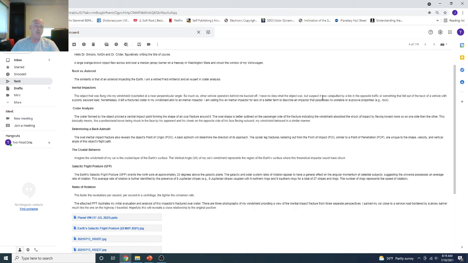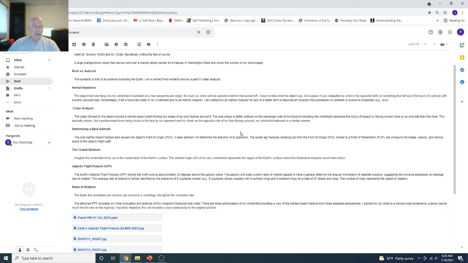So right now, 9 Jupiterian stripes indicates for a ball the size of Earth, it creates a rotational rate of 24 hours in 1 revolution. Got it? Got it. And now apply that same principle and you determine the rate of rotation for 1 revolution of a planet the size of Jupiter, so on and so forth. Okay. The faster the revolutions per second in a centrifuge, the tighter the cinnamon rolls. That's how it works. Rates of rotation.